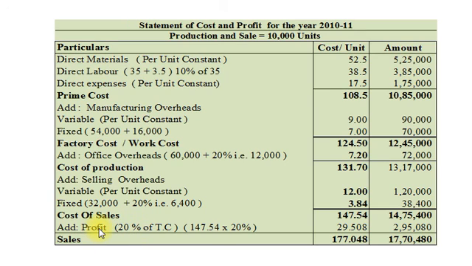Now in total cost we will add profit. Dear students, we have to maintain same rate of profit on cost of 2009-10. It was 20% of total cost, that is 20% of 147.54, that is 29.508, and per unit 2,95,080. And finally we get sales figure 177.048 and total amount 17,70,480.